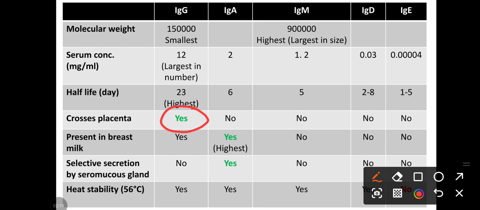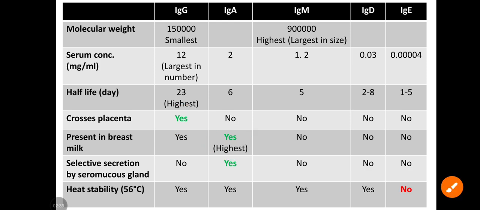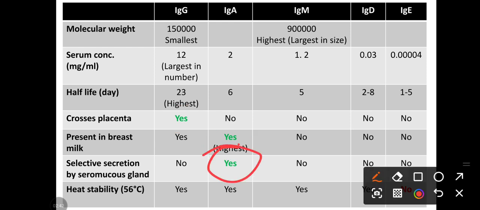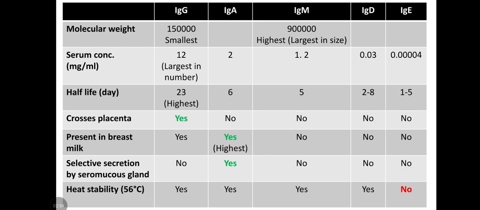Okay, then present in breast milk, IgA has the highest amount. There is a very minute quantity of IgG, or very negligible. Please concentrate on the IgA which is present in the breast milk. Then selective secretion by seromucous gland, that is again your IgA. And the heat stability: all immunoglobulins are heat stable at 56 degrees Celsius except IgE. Here you can see, IgE is not stable at 56 degrees Celsius.